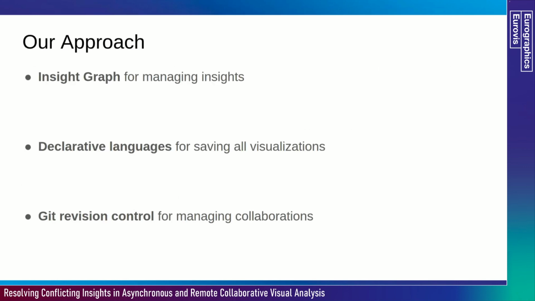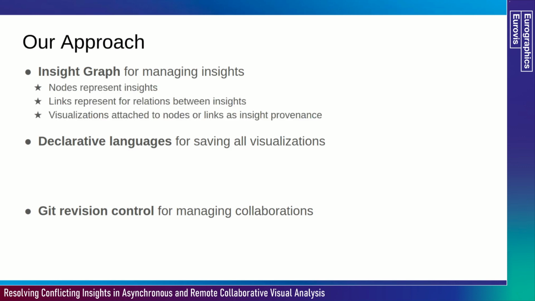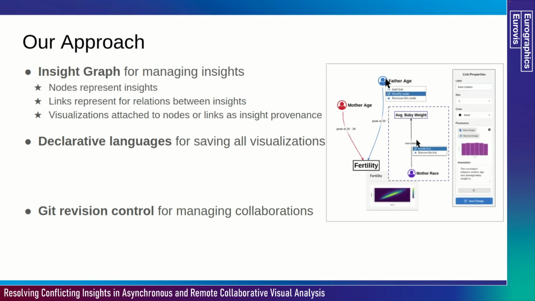In our approach, we use an insight graph for managing the findings and insights extracted from visualizations. We use a declarative language for representing all the visualizations. And we use the Git revision control system for managing the collaboration process. In insight graphs, users can create nodes to represent insights and links to represent the relationships between insights. Visualizations can be attached to any nodes and links as insight provenance.